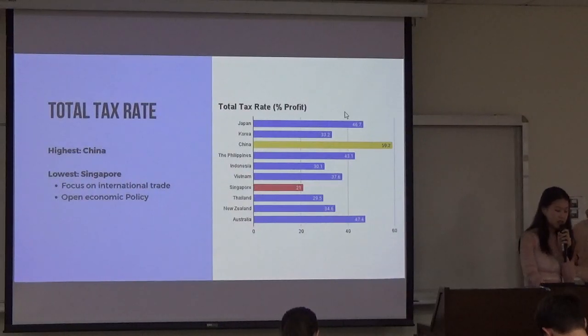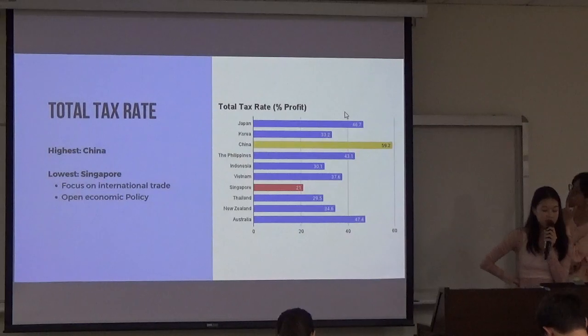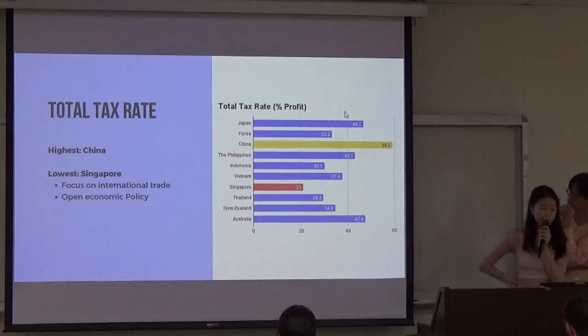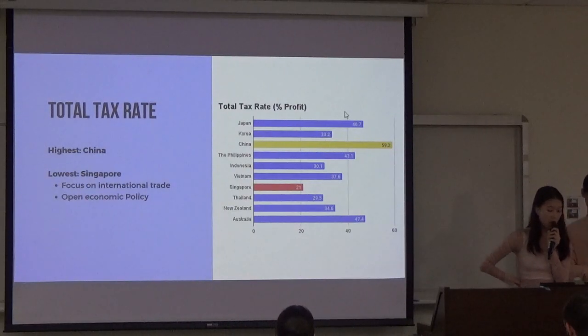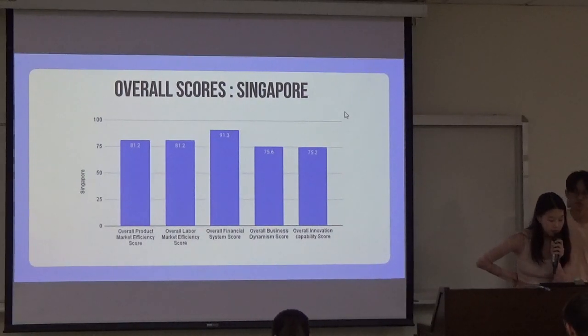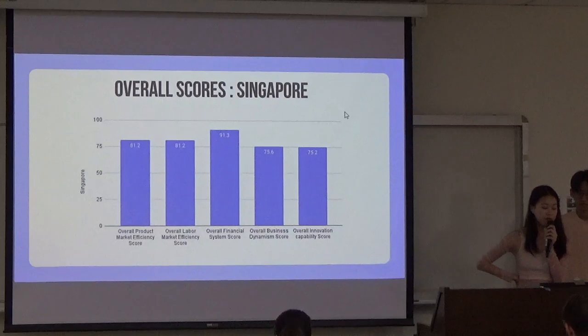So next, let's look at the total tax rate. We can see that the tax rate of Singapore is pretty low compared to that of China or even Australia. Singapore is known for its trade focus and open economy policies. In fact, Singapore excels in almost every dimension, as you can see on our slide here, including the overall products, market efficiency score, and all other figures above.